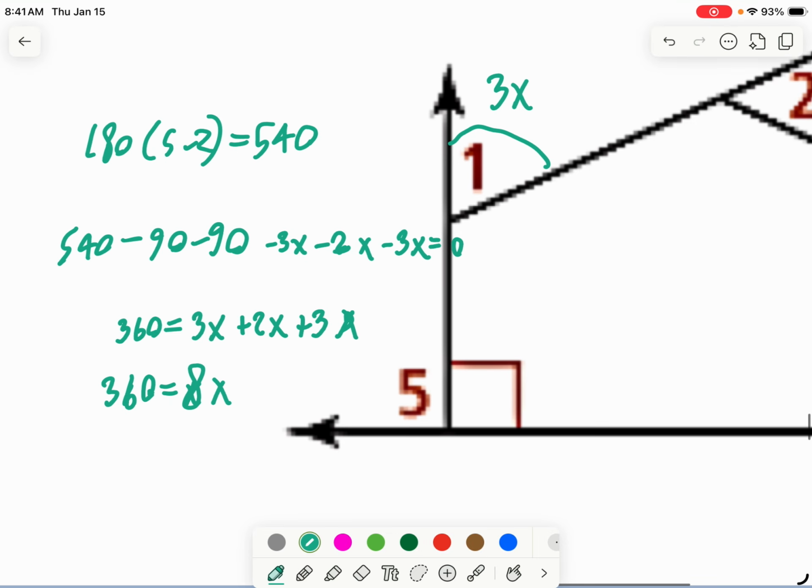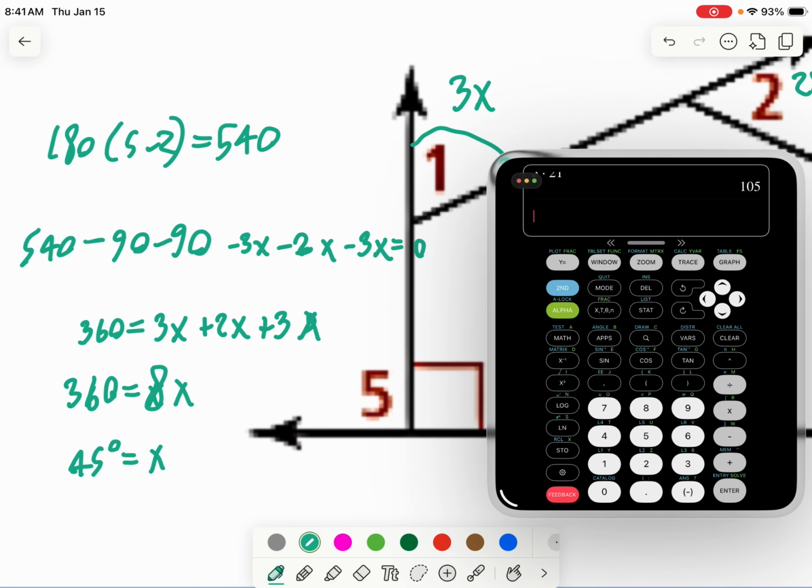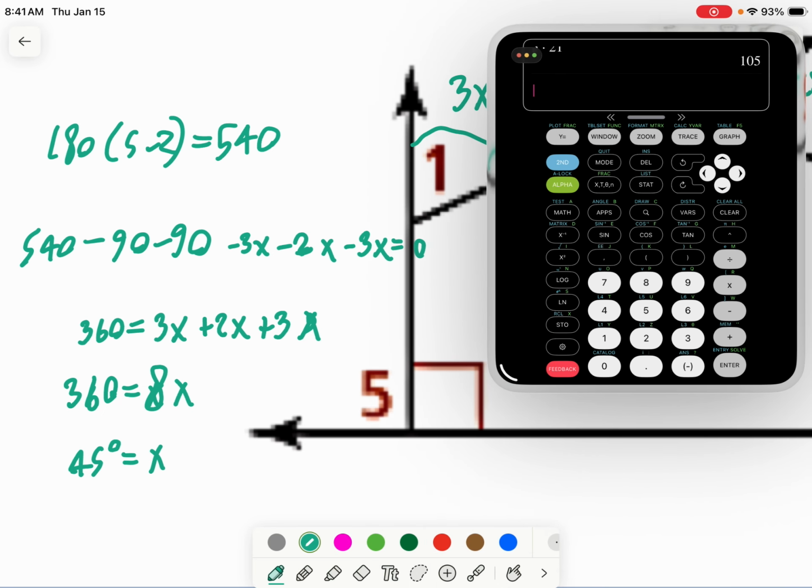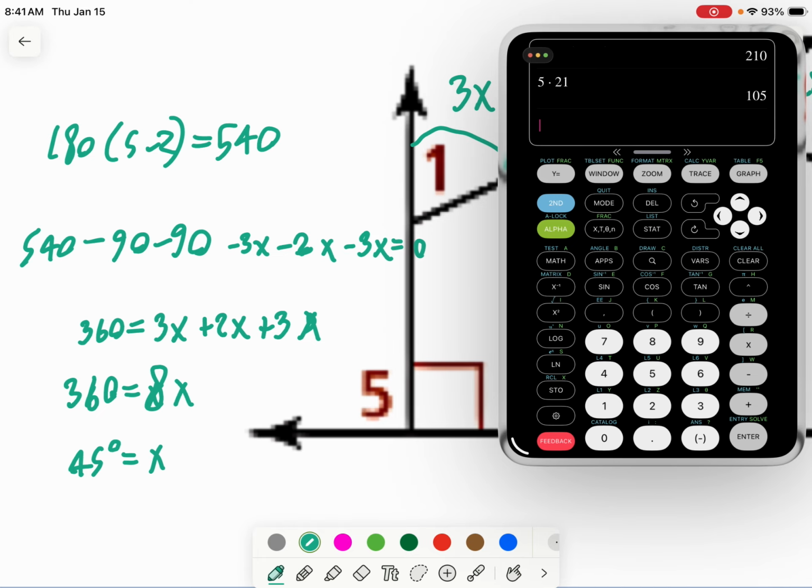And dividing both sides by 8, I know that 45 degrees is equal to x. I believe that's correct. Let me just double check my math over here. Sometimes our math's just off. How do I stretch this out a little bit? There we go. So 180 times 5. Sorry, got to fix that whole thing. Delete that one. Times 5 minus 2.